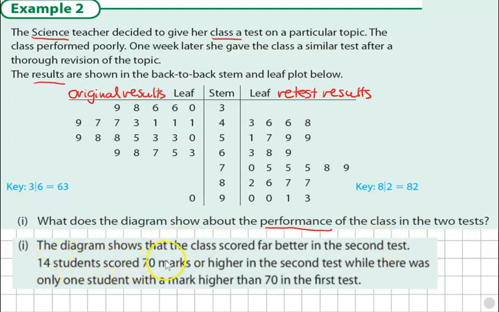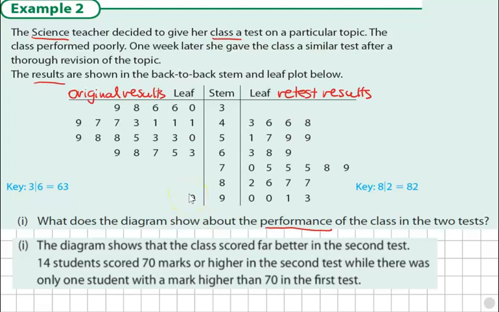14 students scored 70 marks or higher in the second test, while there was only 1 student with a mark higher than 70 in the first test. So in the original test, we can see 1 person got 90. So that 0 there represents 90. But there was nobody in the 80s and nobody in the 70s. So 69 was the highest result besides that outlier.